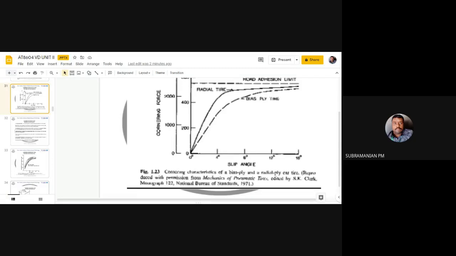So I will be putting this curve, and I will be asking you to find the cornering stiffness of the tire from this curve. So what you have to do? You have to take 2 points from this curve, and you have to find the slope, and that slope will be the cornering stiffness. For understanding this, you have to be familiar with the concept.